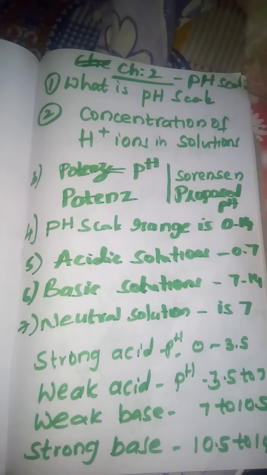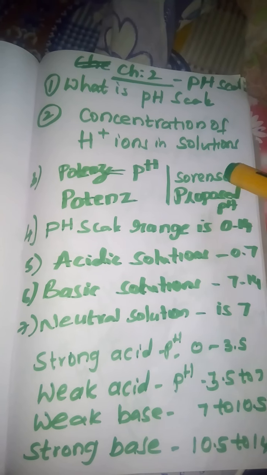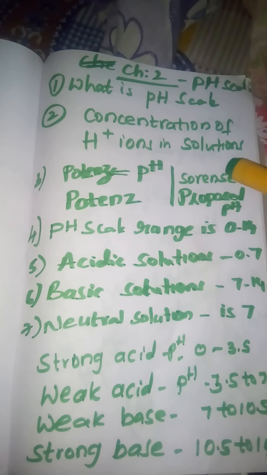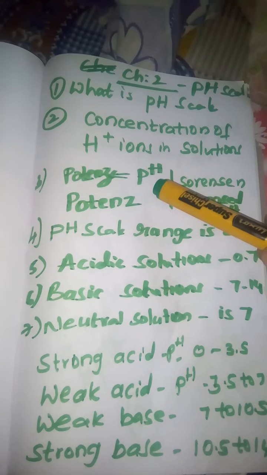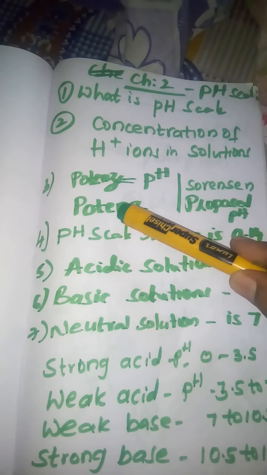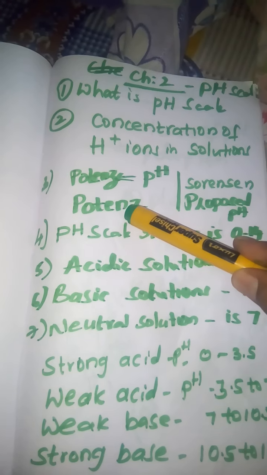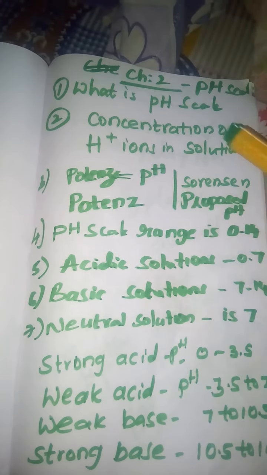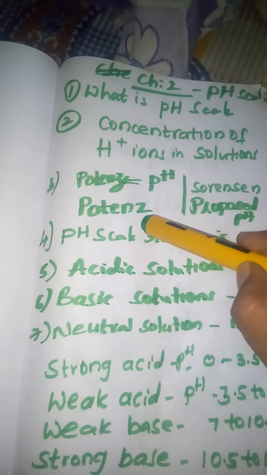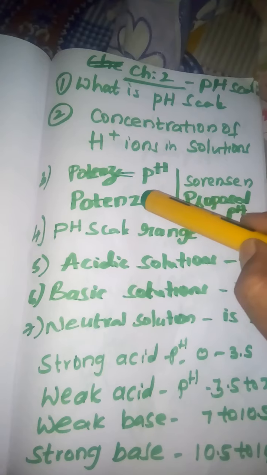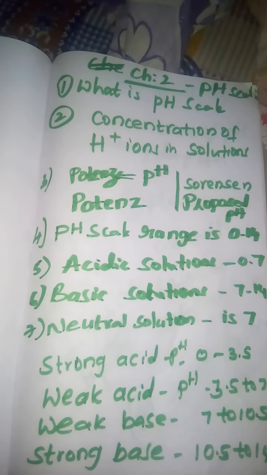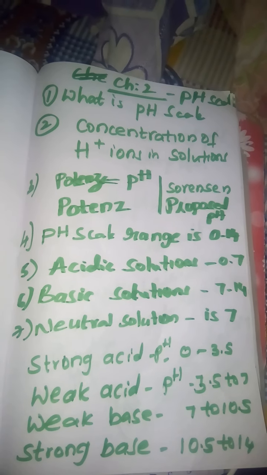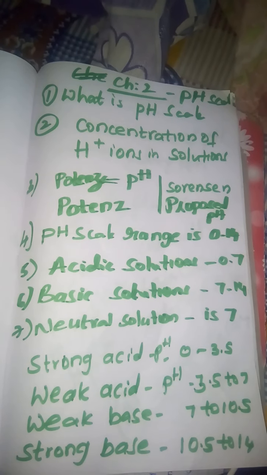The pH scale was proposed by Sorensen. The P in pH stands for Potential. In German, potential means power. P the Potential. The pH value of a solution is simply a number which indicates the acidic or basic nature of solutions.